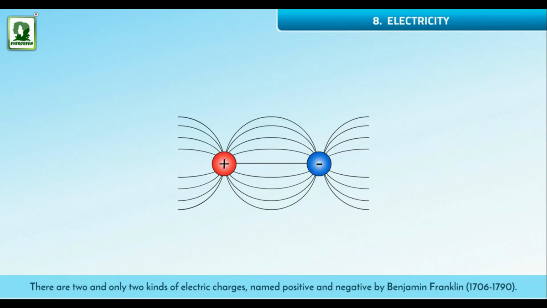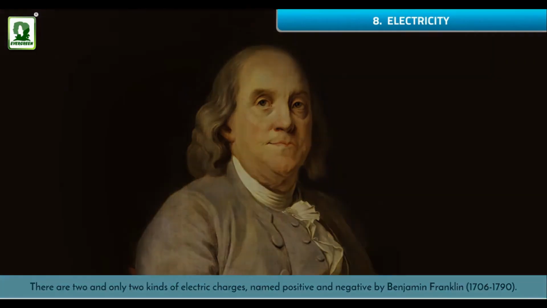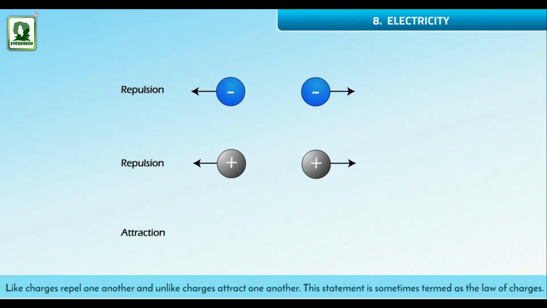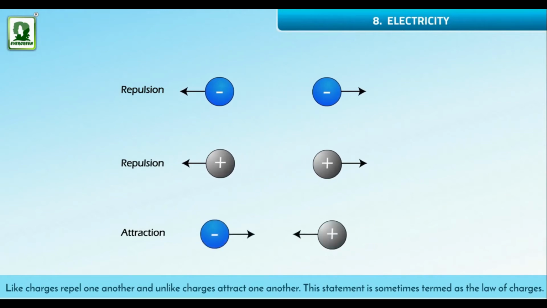There are 2 and only 2 kinds of electric charges, named positive and negative by Benjamin Franklin. Like charges repel each other, and unlike charges attract one another. This statement is sometimes termed the law of charges.